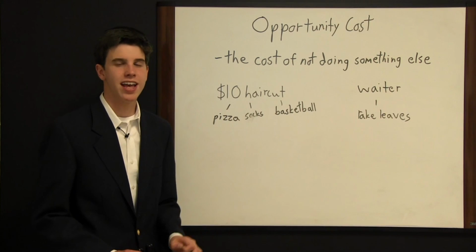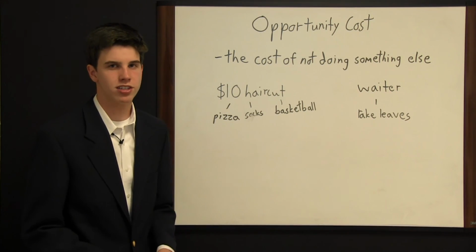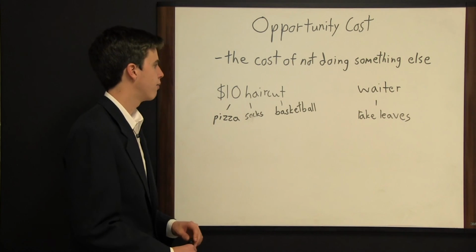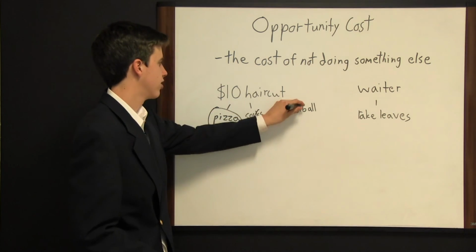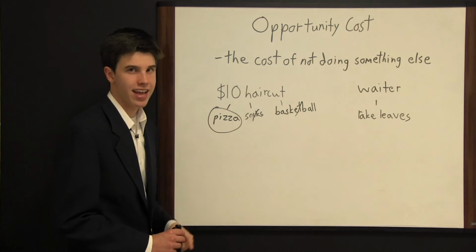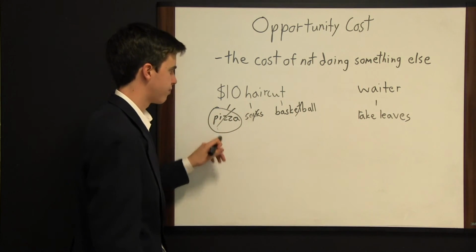Opportunity cost is defined as the cost of not doing the next best alternative. So in this case, the thing I would most like besides a haircut is pizza. So in this case, the opportunity cost of buying a $10 haircut is that I cannot buy pizza.